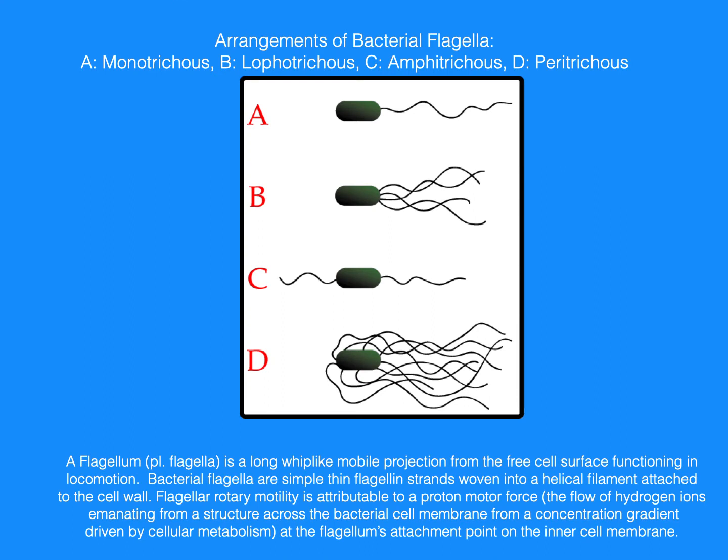Arrangements of bacterial flagella. A. Monotrichous. B. Lophotrichous. C. Amphitrichous. D. Peritrichous. A flagellum is a long whip-like mobile projection from the free cell surface functioning in locomotion. Bacterial flagella are simple, thin flagellin strands woven into a helical filament attached to the cell wall. Flagellar rotary motility is attributable to a proton motor force at the flagellum's attachment point on the inner cell membrane.